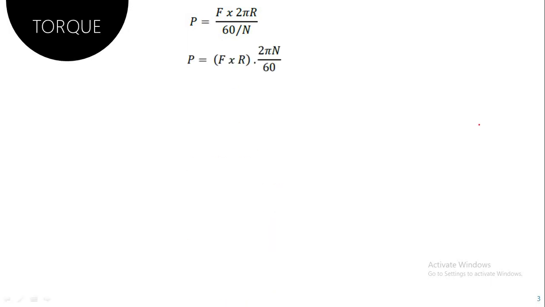I can rearrange this expression and rewrite it as F into r as the first part and 2 pi N by 60 as the second part. Here I'm just rearranging the expression of power developed. F into r is nothing but torque, and 2 pi N divided by 60 is nothing but omega. So power is given by torque into omega, in watts.